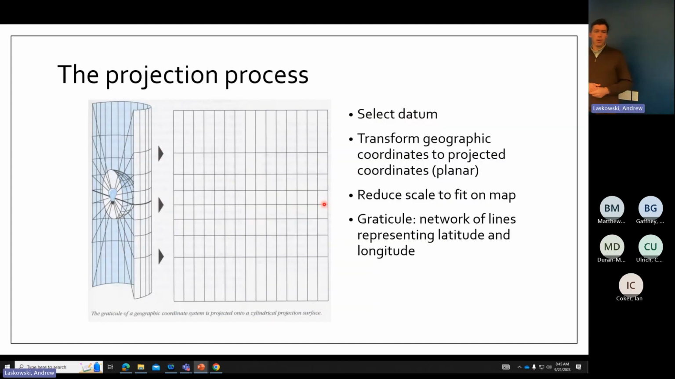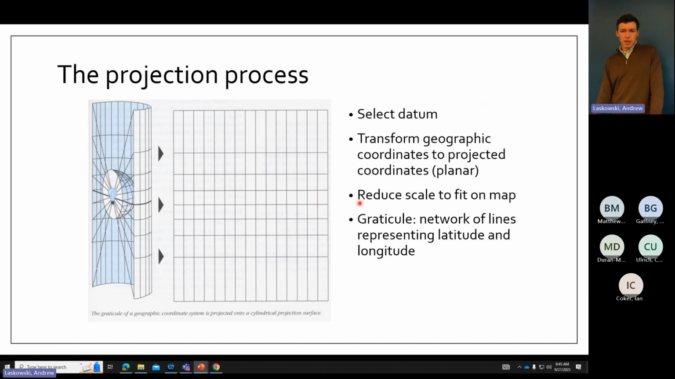All right, so let's break down this projection process. The first thing you need to do is select a datum for your coordinates. We talked about WGS 84, NAD 27, and other datums last time. Those coordinates are then mathematically transformed onto a flat plane. Of course, part of this is taking the real dimensions of things and reducing their scale to fit on a map. So you might reduce the scale by a factor of 24,000 to create a USGS topographic map.